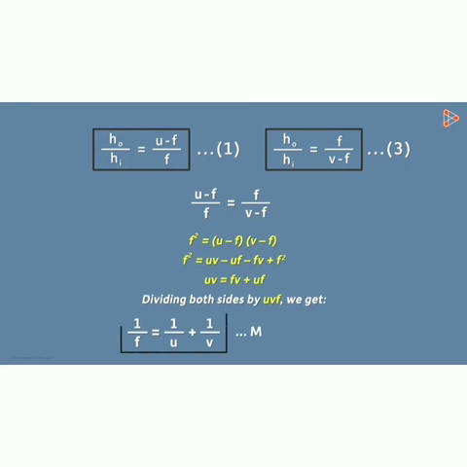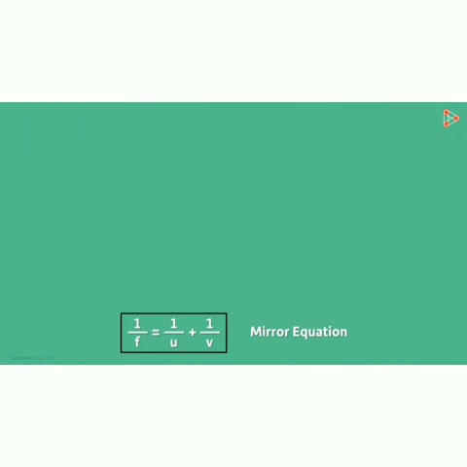On cross multiplication, I will get this equation, that is UV is equal to FV plus UF. Which is to be divided by UVF. We have to divide the equation on both sides by UVF. Finally, we will get 1 by F is equal to 1 by U plus 1 by V.